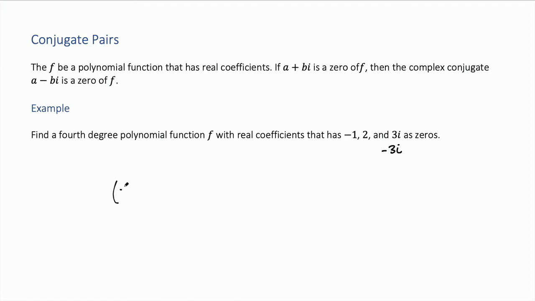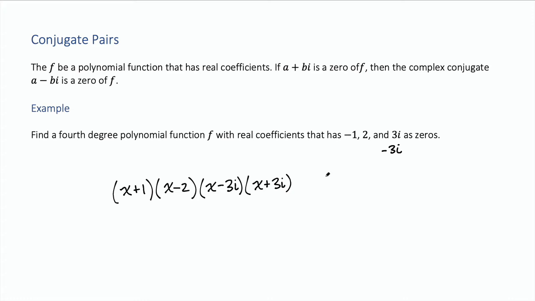That means that we can write its factors. x equals -1 means that x plus 1 is a factor. And if 2 is a zero, then x minus 2 is a factor. If 3i is a zero, then x minus 3i is a factor. And if -3i is a zero, then x plus 3i is a factor. So this is a completely factored form for our polynomial.